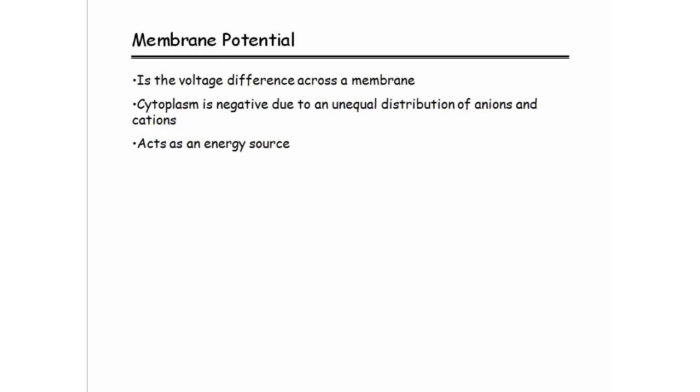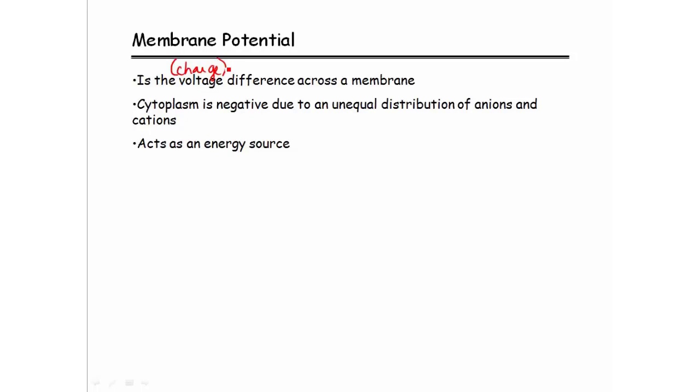Membrane potential is the voltage difference across a membrane. So by voltage difference, we're basically talking about the charge difference that we have on the two sides of the membrane. Generally speaking, the cytoplasm is going to be negative in comparison to outside of the cell because you have extra anions inside the cytoplasm.